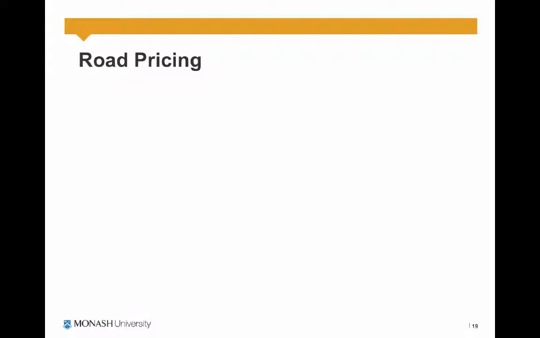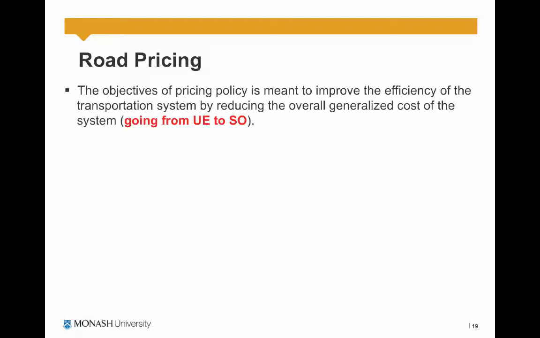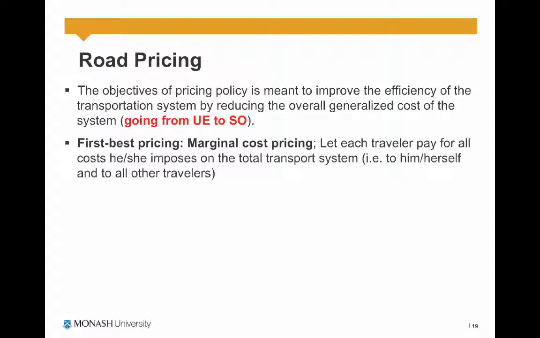Road pricing is also another interesting idea in traffic assignment. The objective of a pricing policy is to improve the efficiency of the transportation system by reducing the overall generalized cost of the system. So in road pricing, what we try to do is move the performance of the system from user equilibrium to system optimal, because system optimal has the minimum travel time of the system. That's the best you can get out of your network.